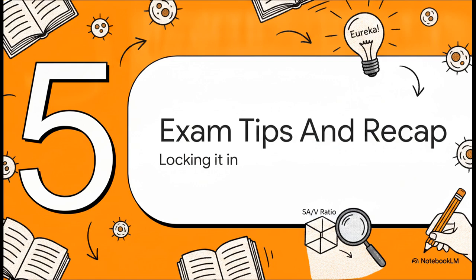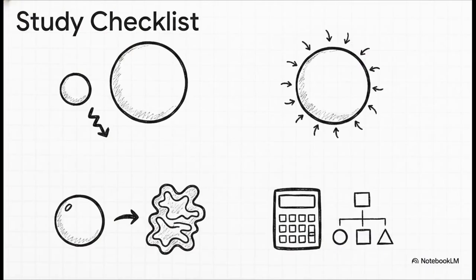So let's move into our final section, exam tips and recap, so we can make sure you capture every single valuable mark on your upcoming tests. Let's do a quick-fire recap. Treat these bullet points as your ultimate study checklist. First, always remember the cardinal rule. The surface area to volume ratio drops as cells grow.